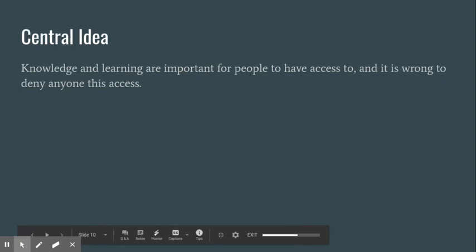Now, if you've not already done so, I'm going to give you a few minutes, or actually about 30 seconds, to get this central idea typed onto your copy of Chapter 7.